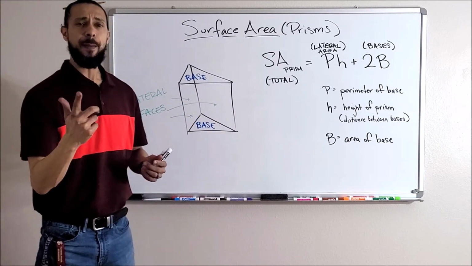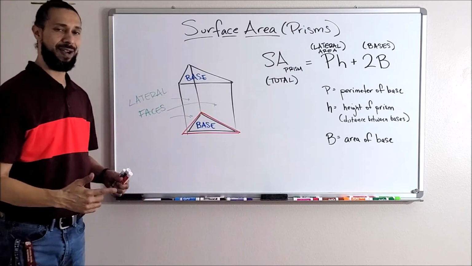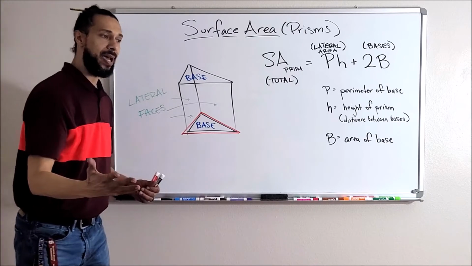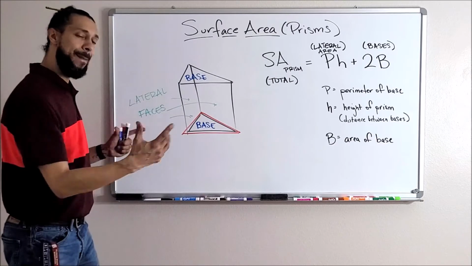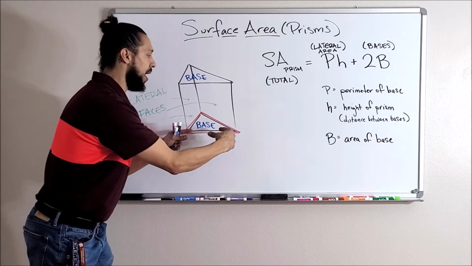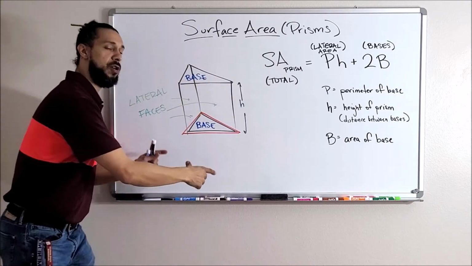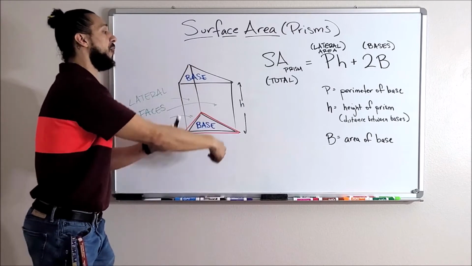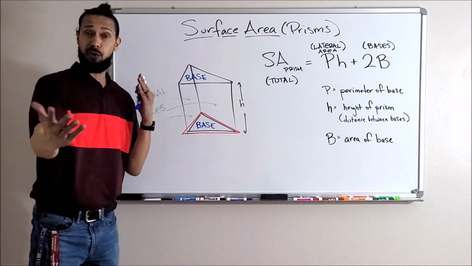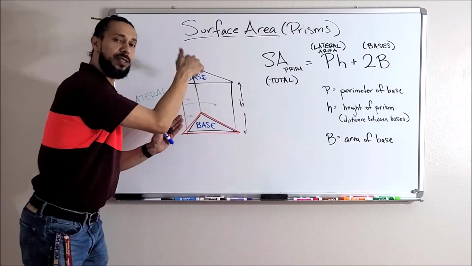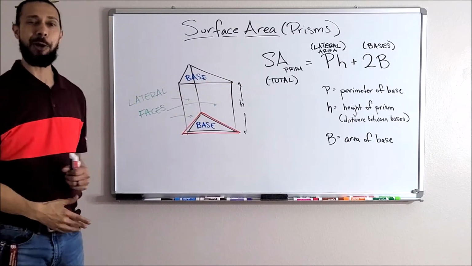So think about this base right here. Let me outline it for us. That outline that I drew around the base is the perimeter of the base, which you see here is capital P. Now imagine I took that outline, just the outline, and slid that ring up through the height of this prism. What I would have is a tube that looks like a triangle. That tube would be the lateral faces, and therefore the lateral area.